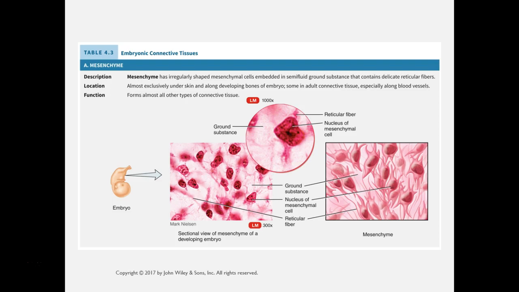So where is it found? In the embryo, along those developing bones and under the skin, but we also have some in quote-unquote adult connective tissue, especially along the blood vessels. And its function, mesenchyme, remember, just think embryonic primarily, and remember that it is used to form all other types of connective tissues.